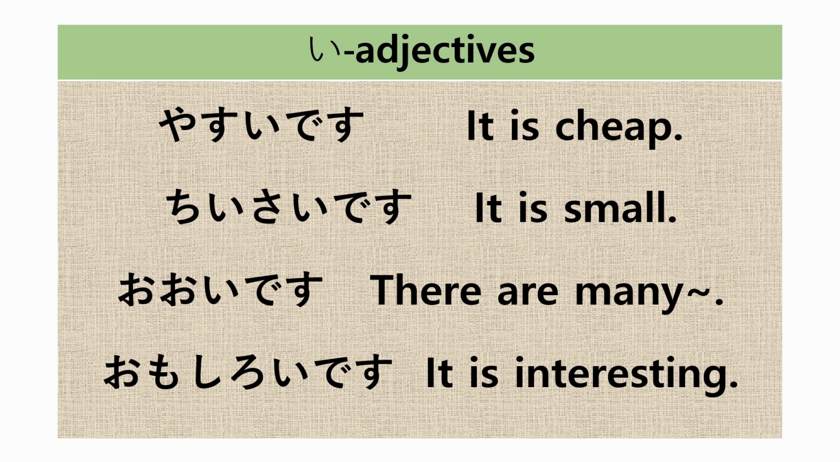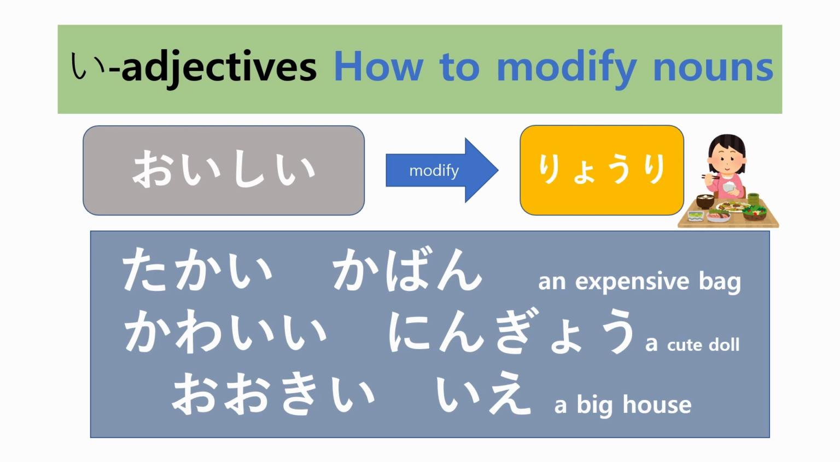Please repeat after me. 安いです。It is cheap. 小さいです。It is small. 多いです。There are many. 面白いです。It is interesting. Next, let's look at how i-adjectives modify nouns.